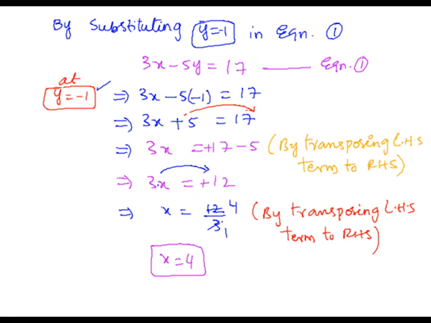So hence x equals 4 and y equals minus 1 are the values of the variables x and y. Hence the solution set. Therefore the solution set is x value 4 and y value minus 1.